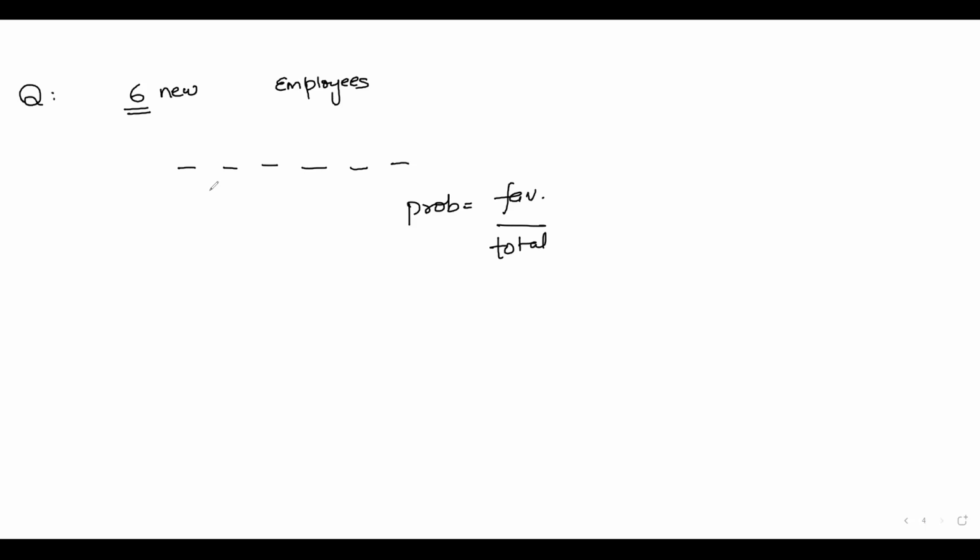We have done permutation and combination. Is this a permutation question or a combination question? Permutation. Okay, because we have 6 employees. Suppose we have E1, E2, E3, E4, E5, and E6.